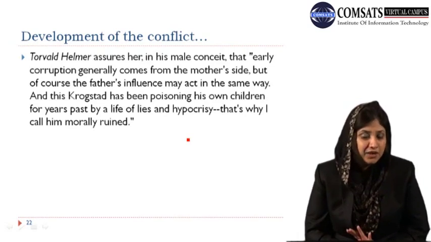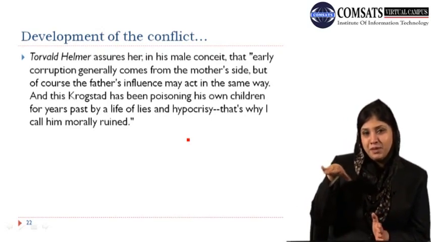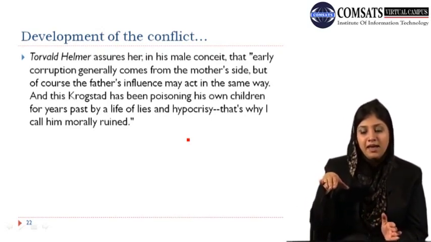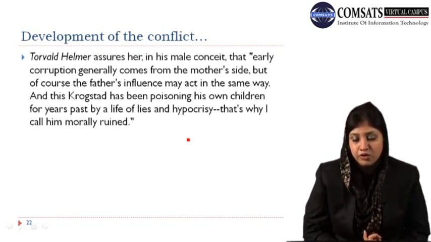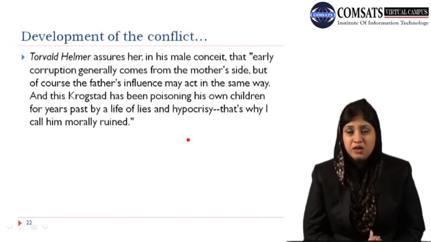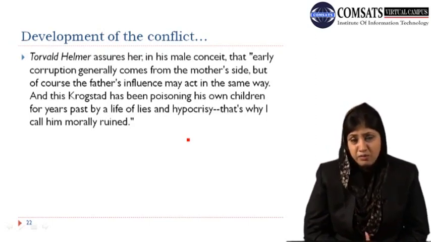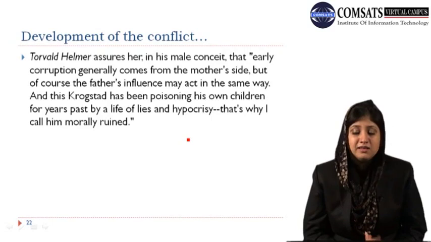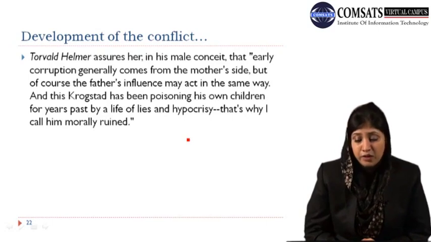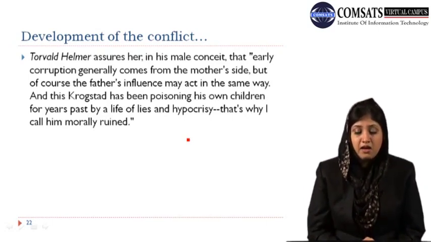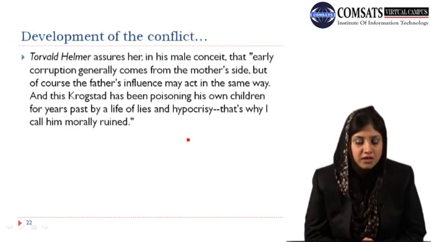Now, what Nora is thinking for her husband, what kind of pedestal she is keeping him on and worshipping him, and now when the truth is revealed, how Torvald comes back to her, telling her that it's not only Nora who is criminal, who is to be blamed, it's also her mother, it's also her father, and the same is going to be with their children as well. And this Krogstad has been poisoning his own children for years past by a life of lies and hypocrisy. That's why I call him morally ruined.